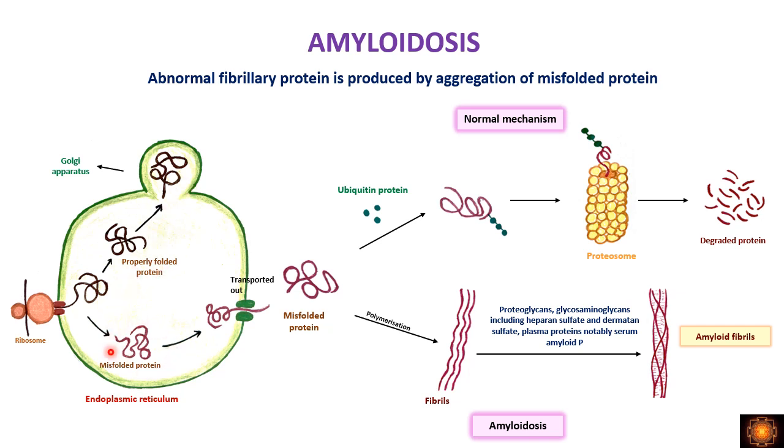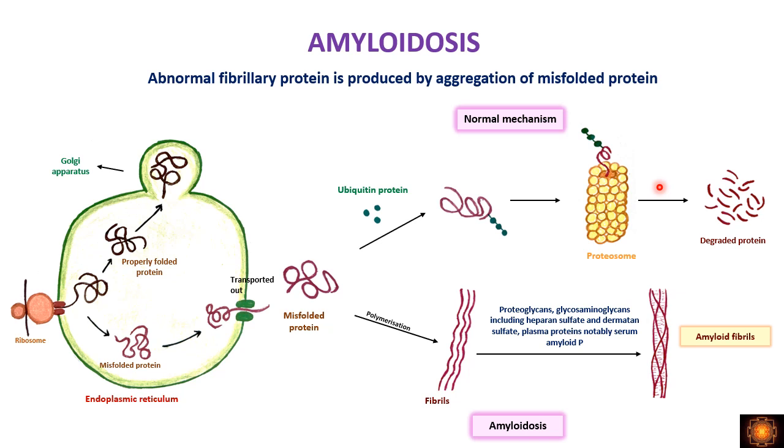If the protein is misfolded, it cannot be used by the organelles. So this misfolded protein will be transported out into the cytoplasm. And in the cytoplasm, the ubiquitin molecules combine with this misfolded protein and direct it into the proteasomes. In the proteasomes, these misfolded proteins undergo degradation. So we call this the ubiquitin proteasome mechanism, which is useful for removing the misfolded proteins. This is a normal mechanism.